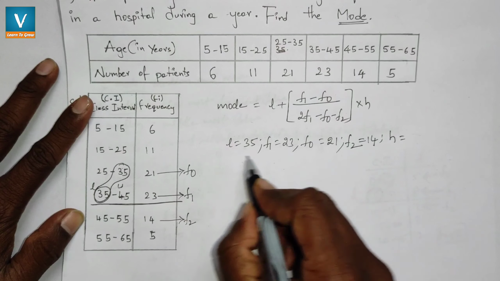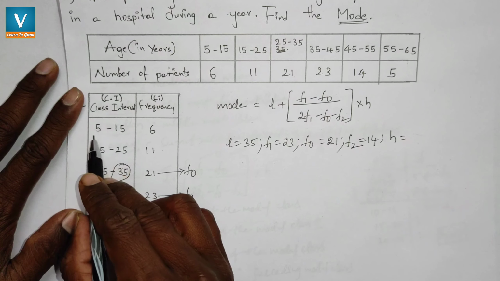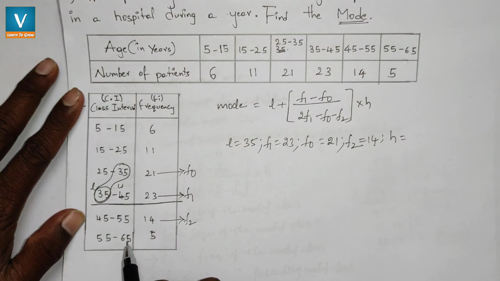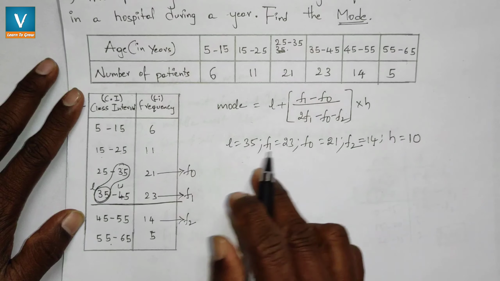H is what? Size of the modal class interval. Class interval difference: 15 minus 5 is 10, 25 minus 15 also 10, 65 minus 55 also 10. So the size here is 10. Yes, now we got all the values.